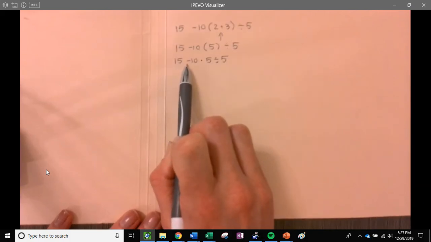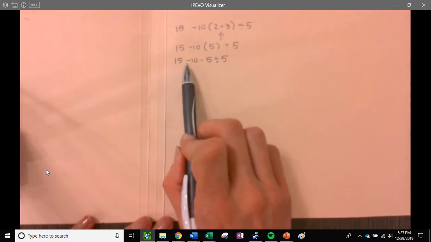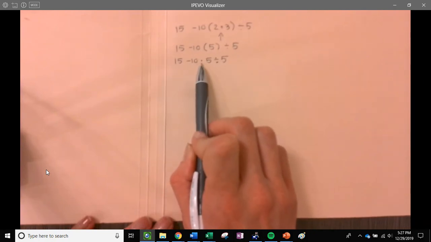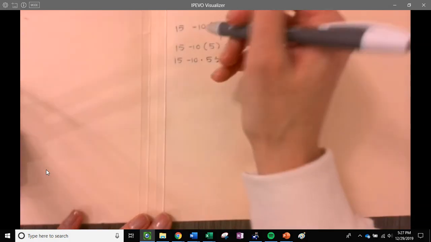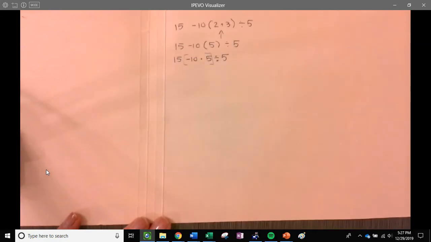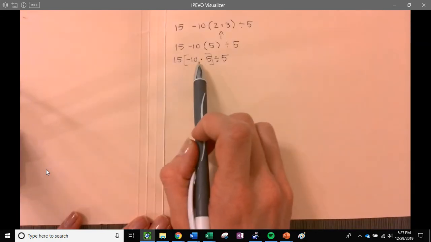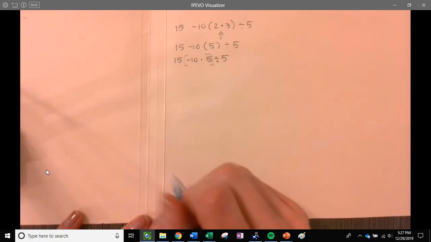The first thing I come to is subtraction. I have to save that for the end. Adding and subtracting are the second tier of the block. Multiplying and dividing are the first. So since we come to the multiplication first, we will do that first. We will perform the multiplication with the number to the left and the number to the right of the sign. So negative 10 times 5 is negative 50.